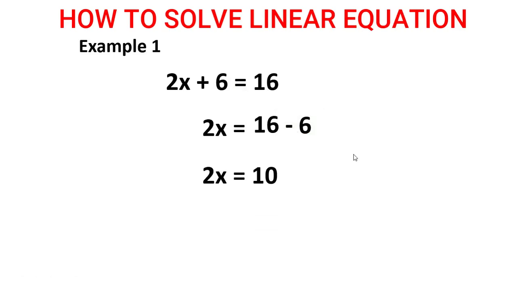Now, what do you do here? We're going to divide both sides by the coefficient of the unknown. Now, what is the coefficient here? 2. So we're going to divide both sides by 2.